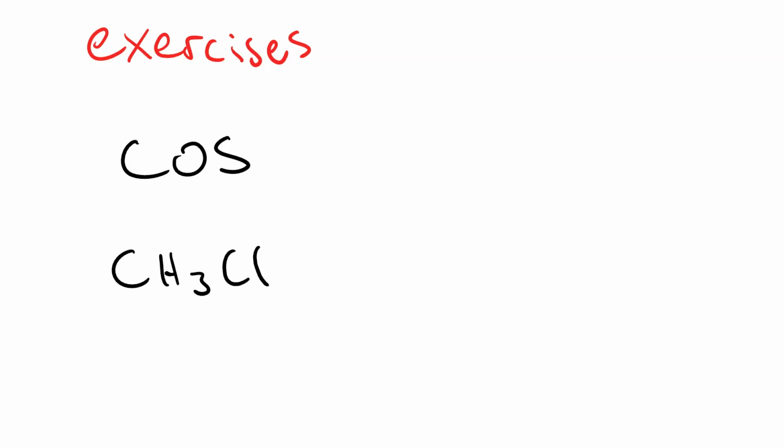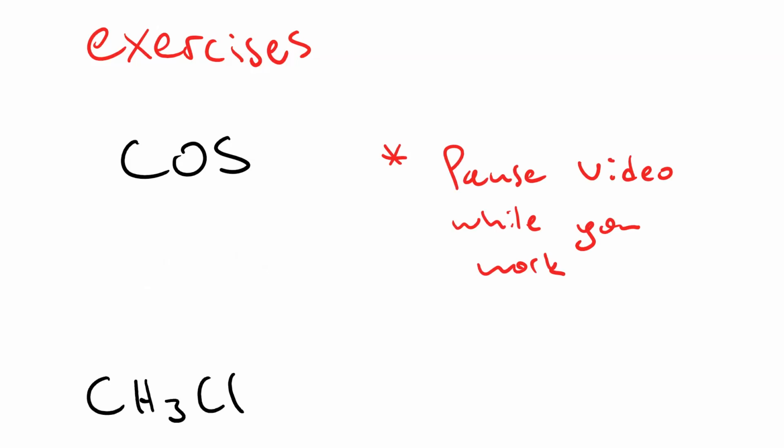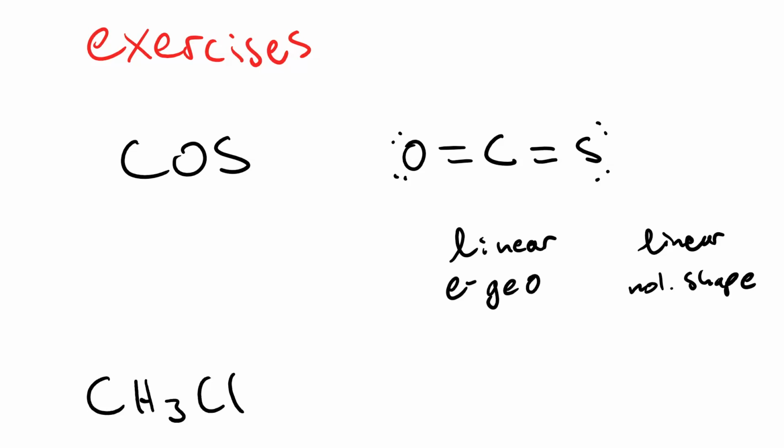Time for some exercises. Try determining the molecular polarity for COS and CH3Cl. Pause the video while you work, then unpause to see if your results are correct. You'll find that both the electron geometry and the molecular shape of COS is linear. But then you'll also see that oxygen and sulfur are not the same. So we have mismatched peripheral atoms and therefore a lack of symmetry. This means that if the bonds are polar, the molecule is polar.